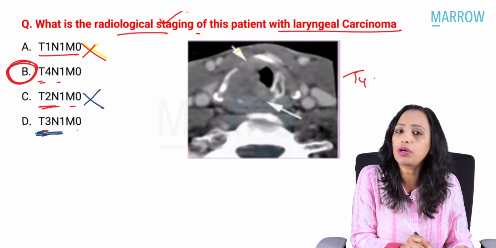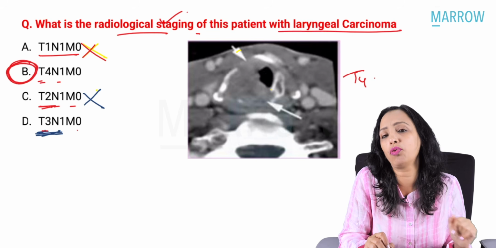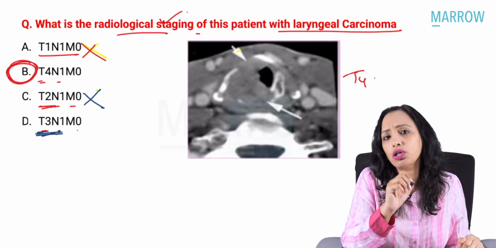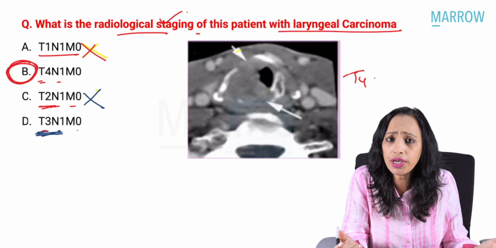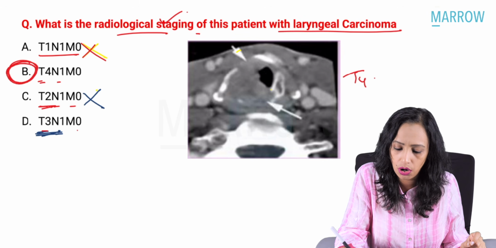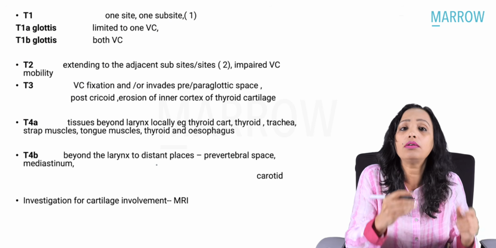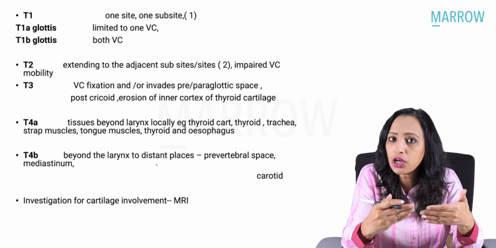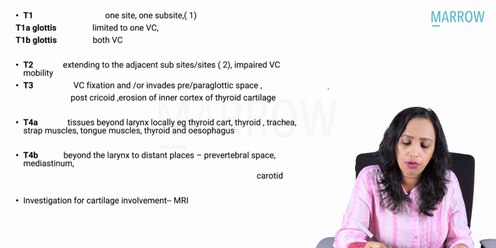Now coming to T3, what is T3? T3 means that when there is fixity of the vocal cord. Can you see fixity of the vocal cord on the CT? No, we cannot. Now T3 can also be when the tumor has gone either in front, that is pre-epiglottic space, or to the paraglottic space, or to the post-cricoid, all around, right?